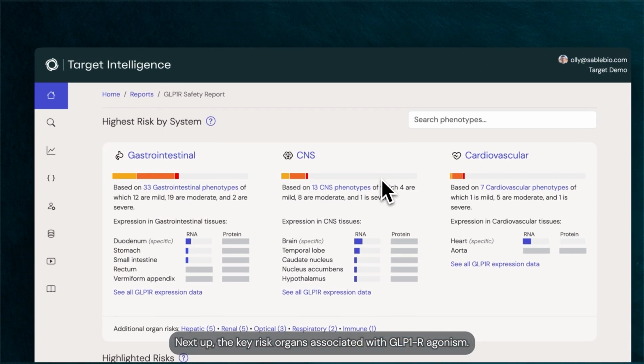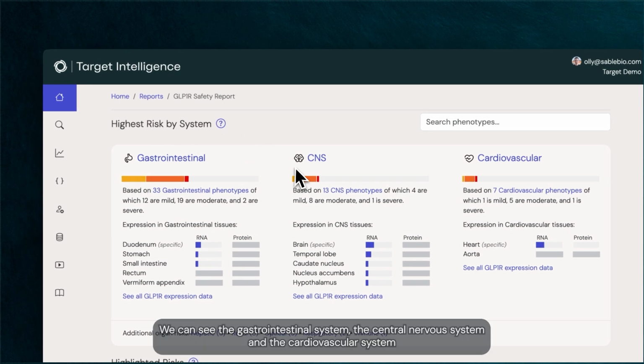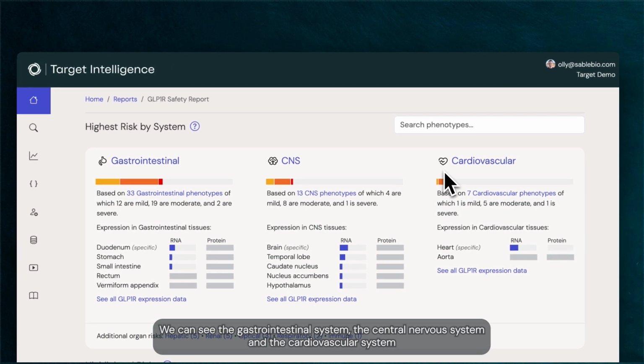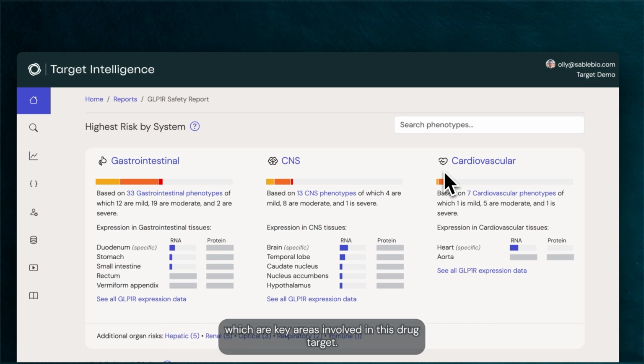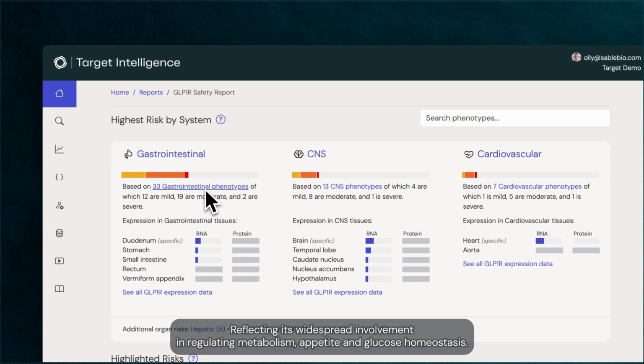Next up, the key risk organs associated with GLP-1R agonism. We can see the gastrointestinal system, the central nervous system, and the cardiovascular system, which are key areas involved in this drug target, reflecting its widespread involvement in regulating metabolism, appetite, and glucose homeostasis.